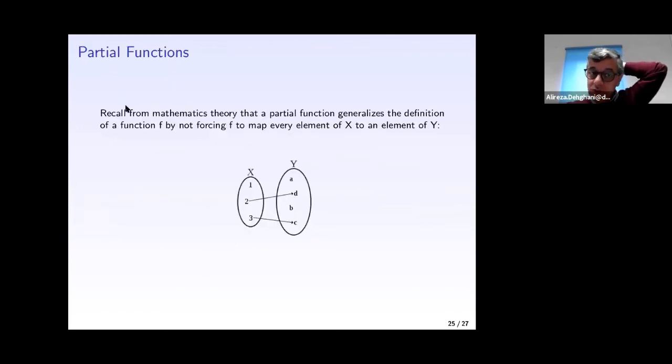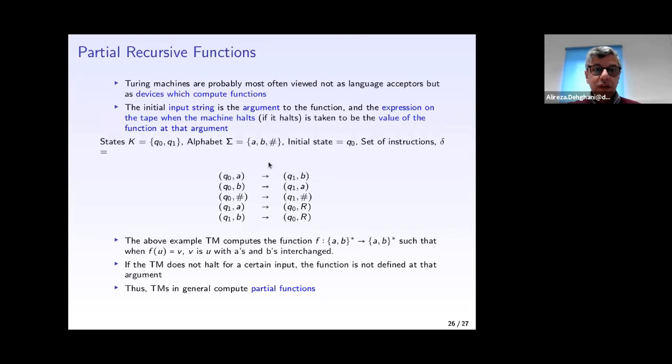And partial function, what does it mean? Recall from mathematics that a partial function generalizes the definition of a function by not forcing it to be defined everywhere. A partial function in mathematics is a function that does not necessarily map everything from the domain to the codomain. Only a set of values in the domain has the function defined on it. That's called a partial function. It could be applied to the Turing machine.